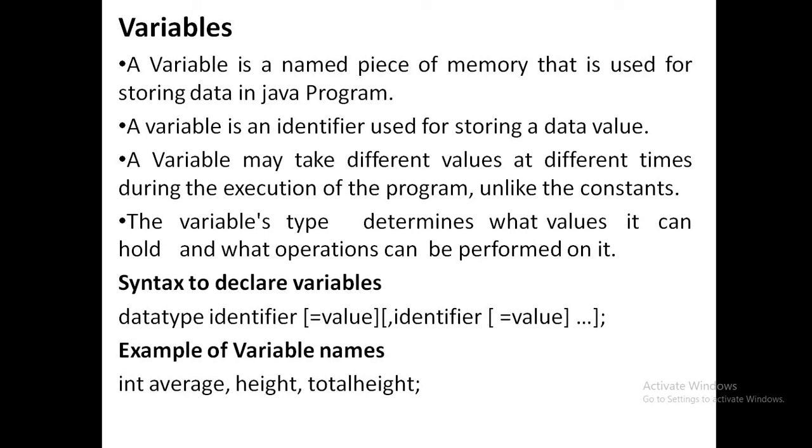So the value of a constant is fixed, whereas in the case of a variable, its value can be altered, but they must belong to the same data type. The variable's type determines what values it can hold and what operations can be performed on it. Here comes the syntax to declare variables: data type, the variable name and the value. An example of variable declaration is given below: int averageHeight, totalHeight. Here averageHeight and totalHeight are variable names that are declared with a data type int.